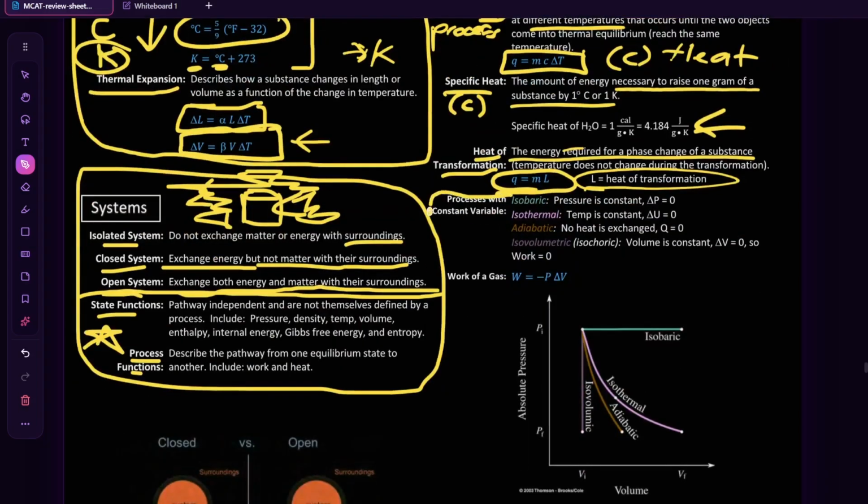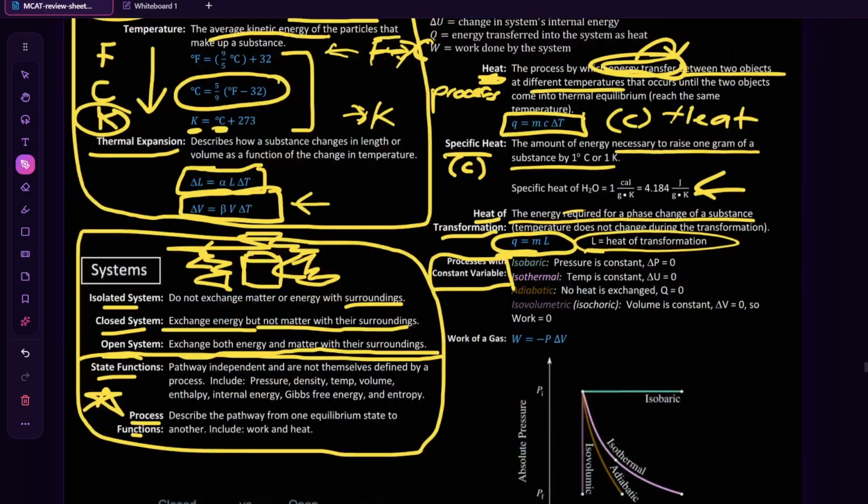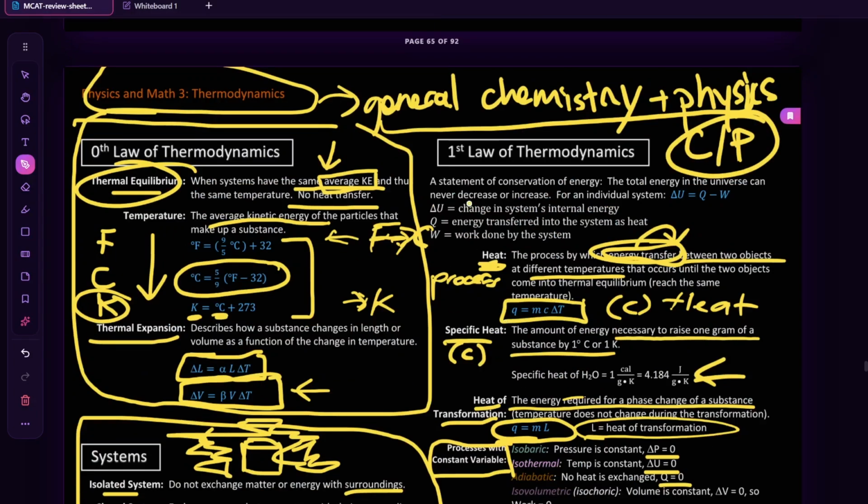Okay, and then you have processes with a constant variable. So you have isobaric, isothermal, adiabatic, and isovolumetric. The first law of thermodynamics is important before we go into this, because I'm going to explain this with the first law, and you'll need to know what P, U, and Q are, which is part of the first law. The first law of thermodynamics is a statement of the conservation of energy.